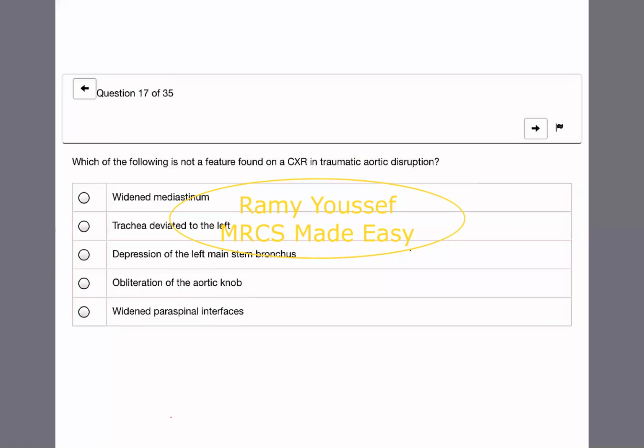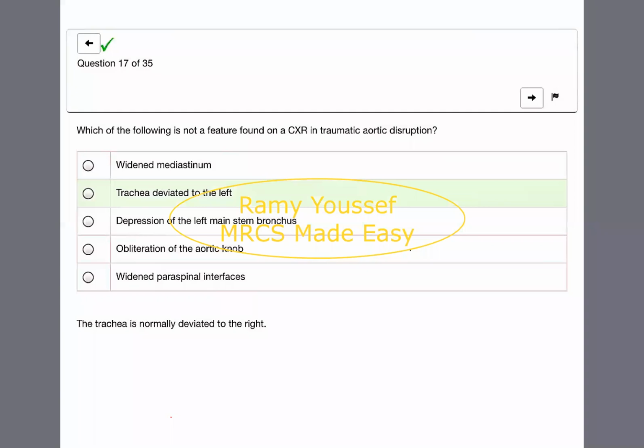Dr. Ibrahim. Yes. Which of the following is not a feature found on a chest X-ray in traumatic aortic disruption? Widened mediastinum, trachea deviated to the left, depression of the left main stem bronchus, obliteration of the aortic knob, widened paraspinal interfaces. I'll choose B because the trachea is deviated to the right. Exactly, this is the question I was asking about. The trachea is deviated to the right with compression of the left main bronchus.